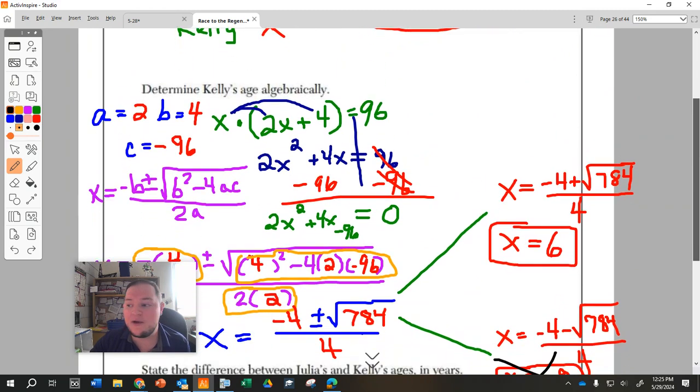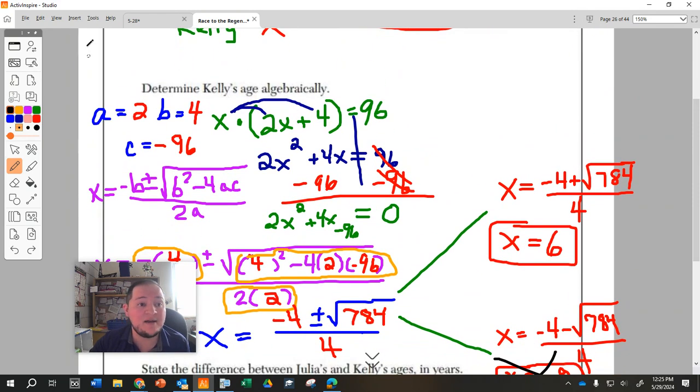So we're going to type that really quickly. Determine Kelly's age algebraically. Let's write a quick sentence.